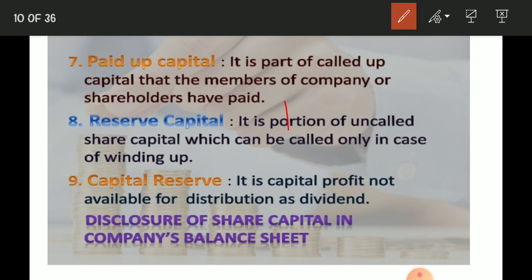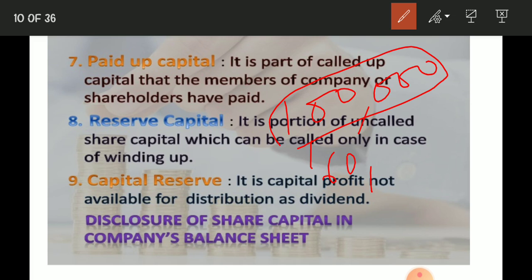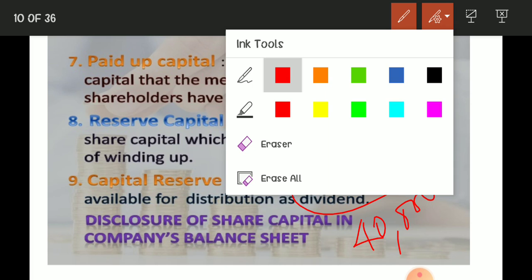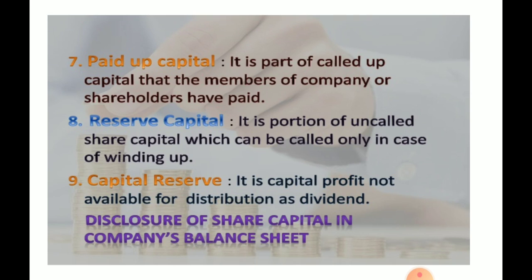Like I discussed, 1 lakh shares are authorized and 60,000 are issued. That is issued capital and the remaining 40,000 will be reserve capital. Right? Okay. Capital reserve is a capital profit not available for distribution as dividend, or made out of capital profit. That is called capital reserve.